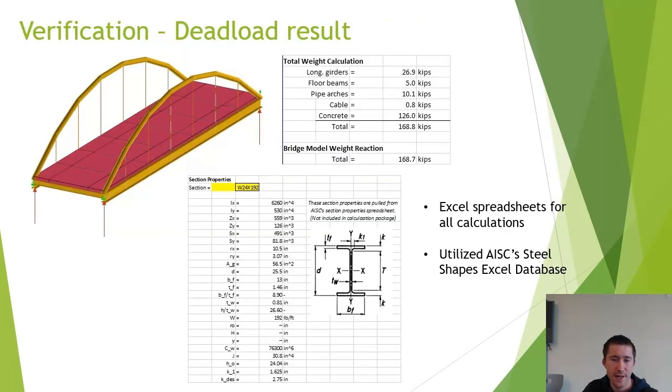The second verification was LARSA's material and section deadweight load, which turned out to be nearly identical to those projected by spreadsheet calculations in Excel. Note, steel member weights were pulled from AISC's Steel Shapes Excel database, which was copied as a sheet, so that the yellow highlighted cell's shape can be input from a drop-down, and Excel's VLOOKUP function will pull out the shape's relevant properties.